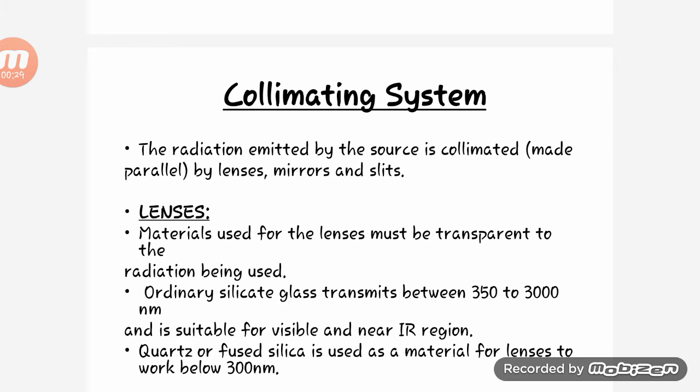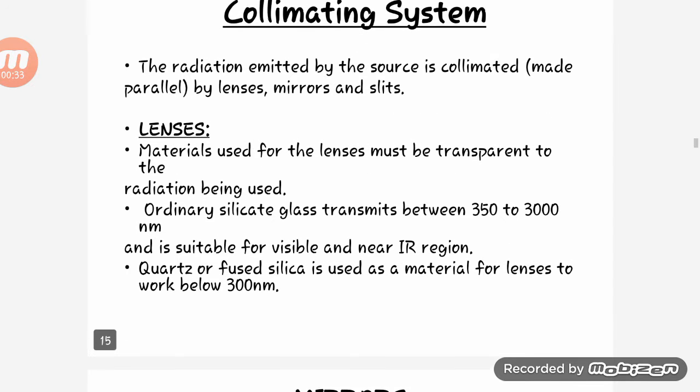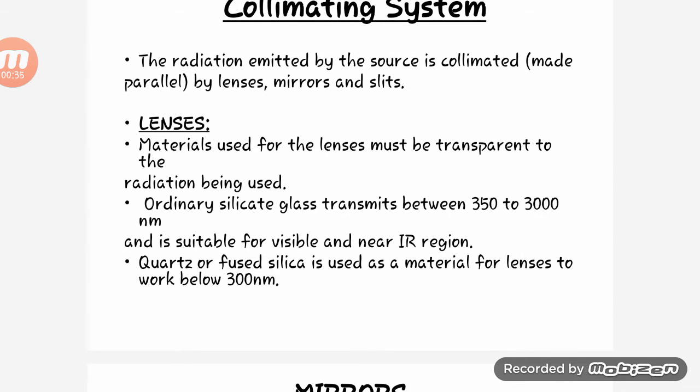Lenses. The material used for the lenses must be transparent to the radiation being used. So the radiation is emitted by the source, as we all know, but it meets in a parallel line through the mirror, slit or some lenses. So the material used in the lenses must be transparent to the radiation being used.